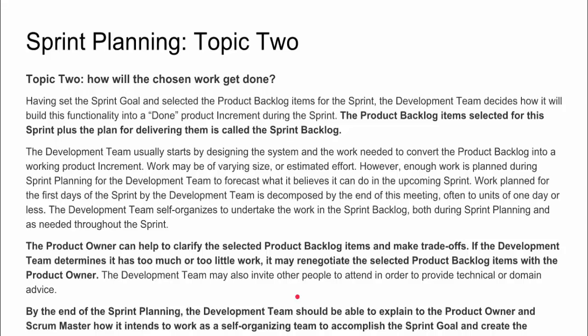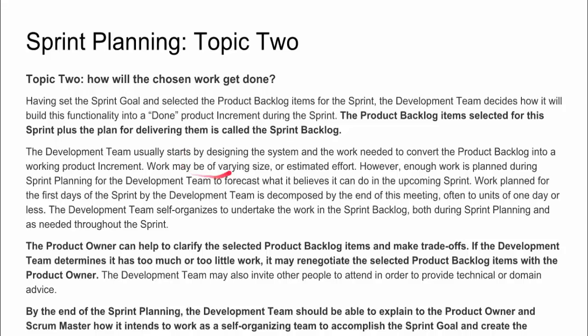Once you've figured out what's going to be done, you have to answer the question, how will it be done? And this is primarily the responsibility of the development team. So it has to define how it will build the functionality and get it to done. And so the PBIs selected for this sprint, plus the plan for delivering them, those 2 items together are called the sprint backlog.